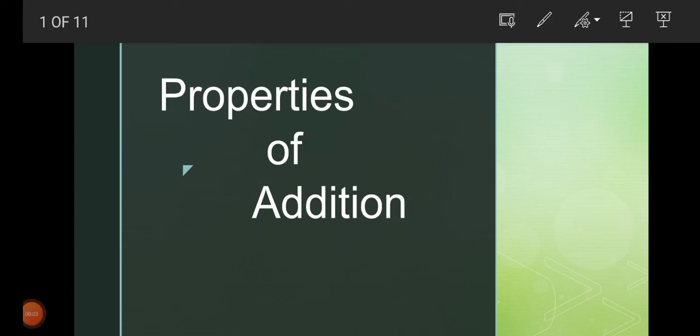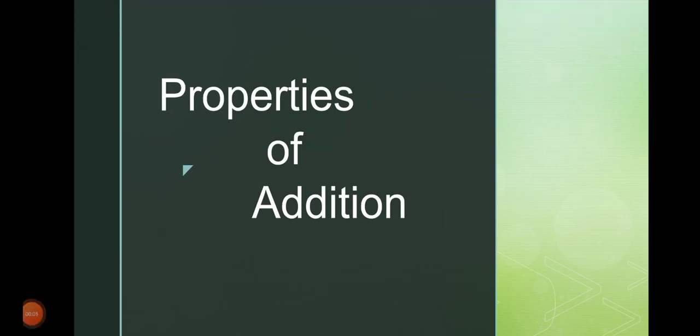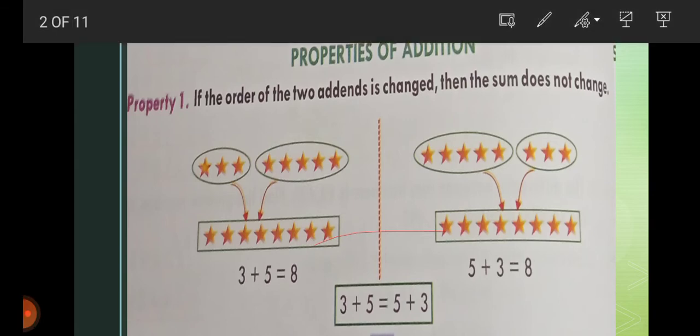Today we will do properties of addition. First property is if the order of two addends is changed, then the sum does not change. See here, 3 plus 5 is equal to 8.